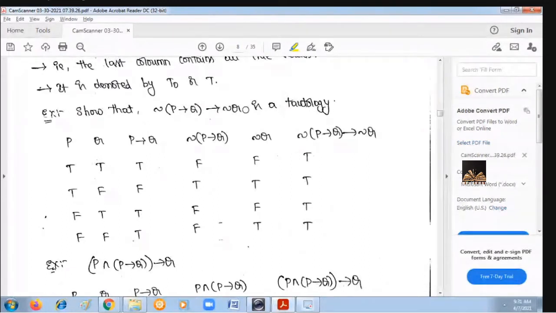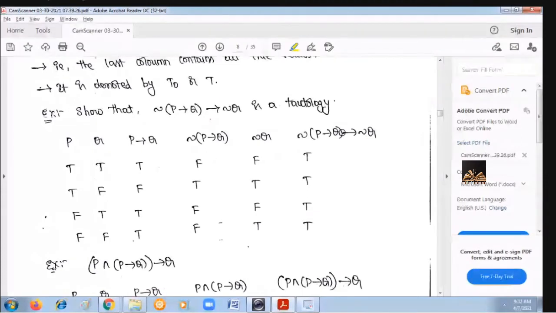So first identify the variables here. What are the variables we have here? P and Q. Two variables we are having. Second, P tends to Q, you need to calculate. Negation of P tends to Q. Negation Q. And the last is the given compound proposition.